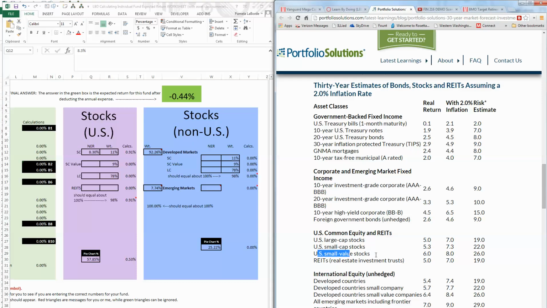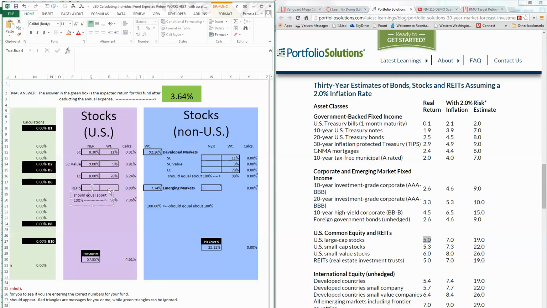For a small cap value, 6% plus 3% inflation gives me 9. For a large cap, 5% plus 3% inflation gives me 8. And for REITs, because there's no weight, I don't even need to worry about a nominal return. I can put one here, but it won't matter.